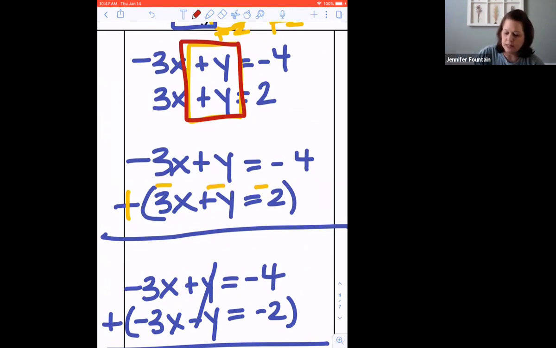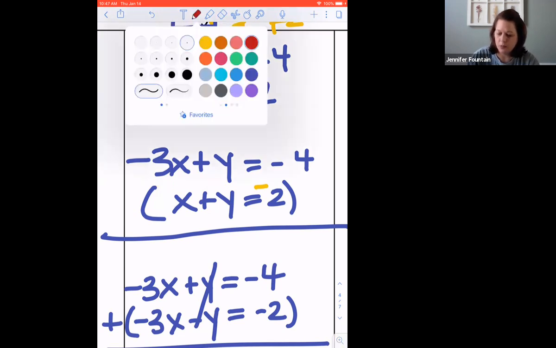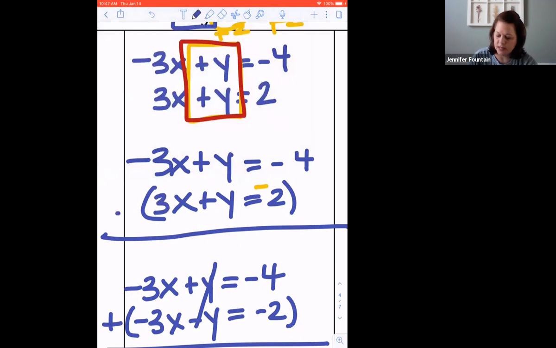So let me erase this real quick. Let me erase my yellows. And we rewrite them real quick. So that was 3. So we said that I can look at this. Oh, forgot that guy. Okay.